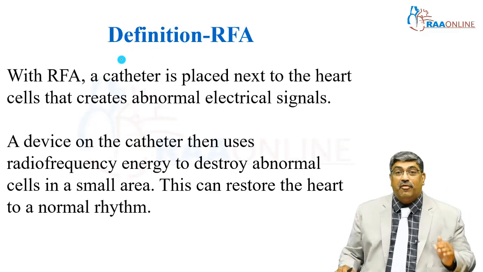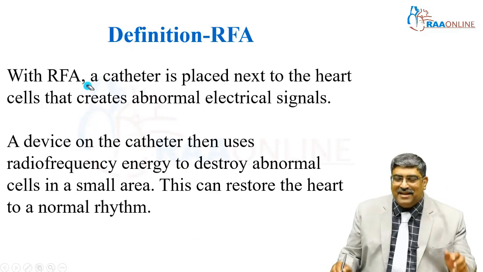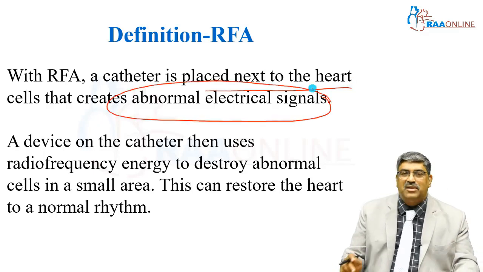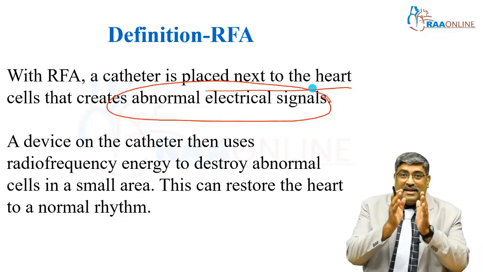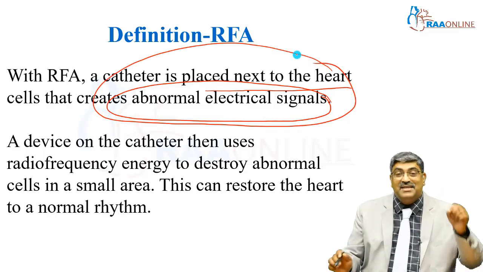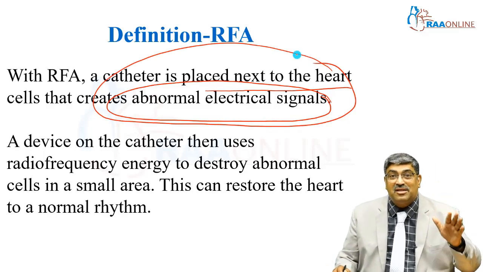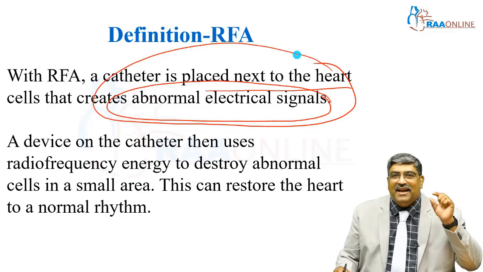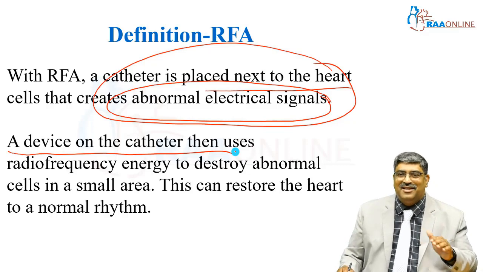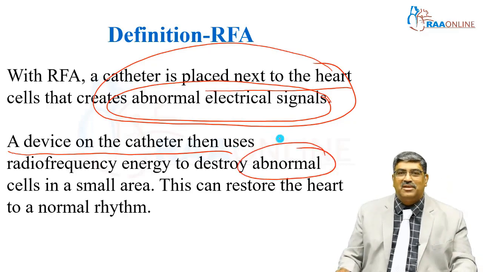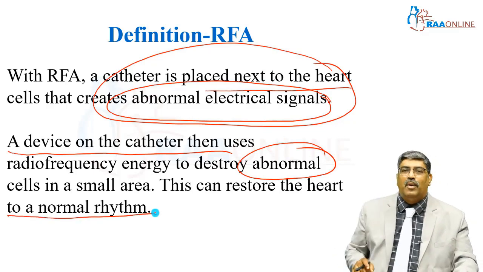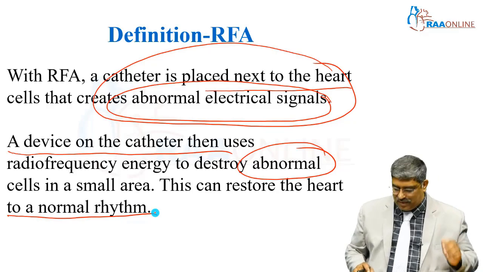What is the definition of radiofrequency ablation study? A catheter is placed adjacent to the heart cell that creates the abnormal signal. The EP study will locate the exact location where the abnormal signal comes from, but in RFA, you place a catheter adjacent to the cell that causes the abnormal signal. Then a device which is located on the catheter uses radio frequency energy to destroy those abnormal cells. By destroying these abnormal cells, you restore a normal rhythm. This is the principle of radio frequency ablation.